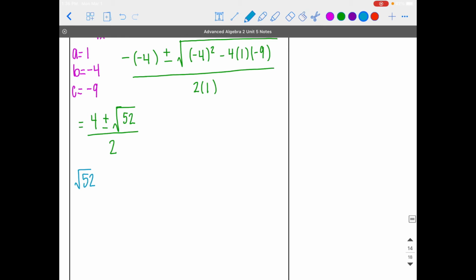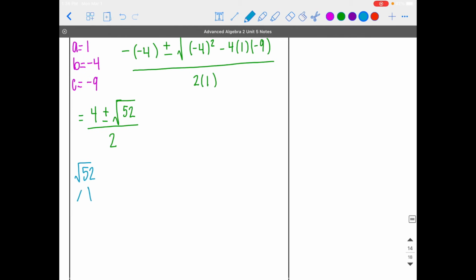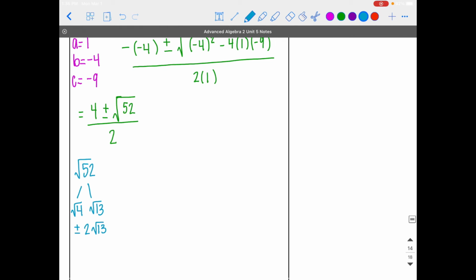Square root of 52. We're looking for the largest perfect square that goes into 52. So if you start taking 52 and dividing that by your perfect squares, you're going to get 4 and 13. And we know we have plus or minus 2 radical 13. So I'm going to take that 2 radical 13 and replace it where I have square root of 52.